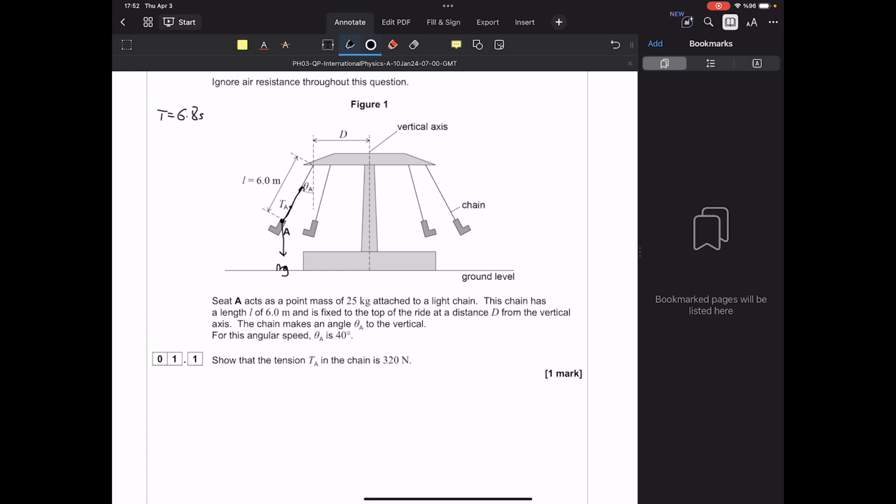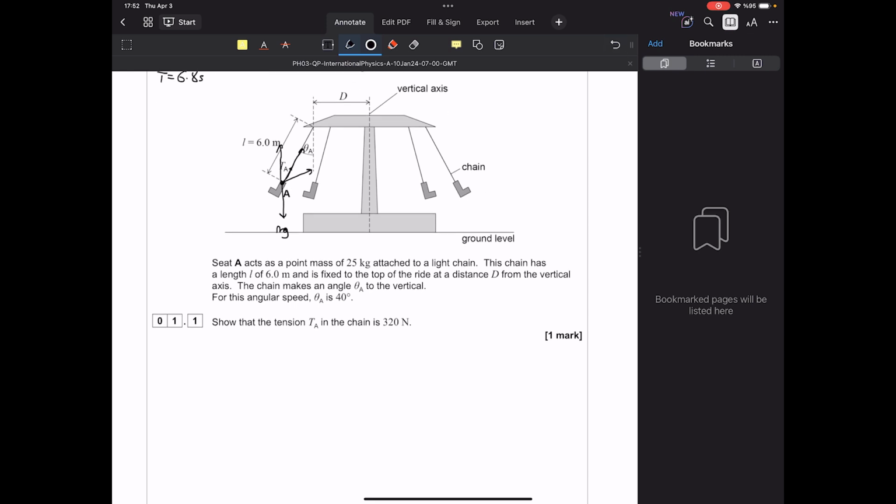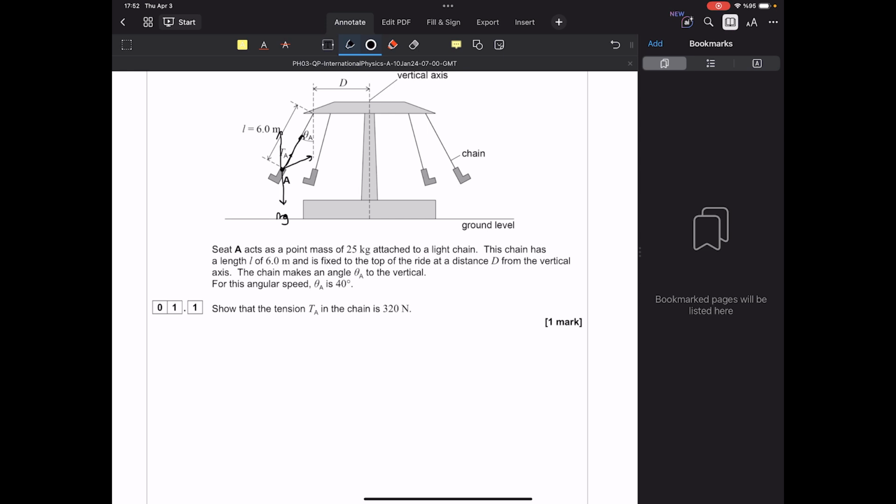Now, this has a horizontal component like this and a vertical component like this. Since the object isn't moving in the vertical direction, the vertical component of the tension must cancel out the gravity force. This horizontal component is going to be the centripetal force. So let's figure out what the vertical component is. If this is theta, then this vertical component is going to be TA cosine theta A. So TA cosine theta A equals mg. So TA is mg over cosine theta A.